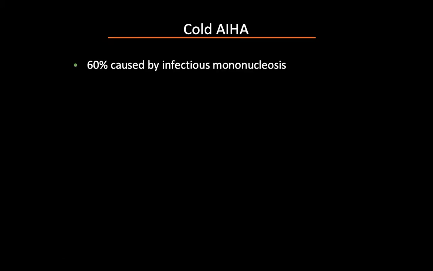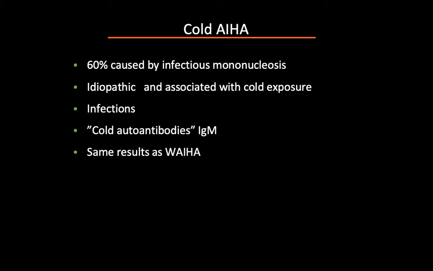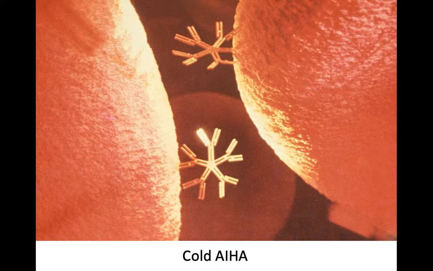Cold autoimmune hemolytic anemia is 60% caused by infectious mononucleosis, although some of it is idiopathic. It is associated with cold exposure, could also be associated with infection, and we call the IgM the cold autoantibodies. And this is going to be the same thing as warm, where you have IgM now attached to the red blood cells, and then our macrophage can come in, attach to this, and take a chunk out of the red blood cell.